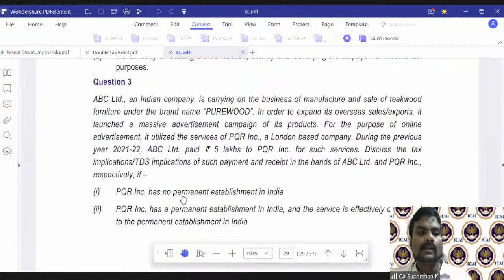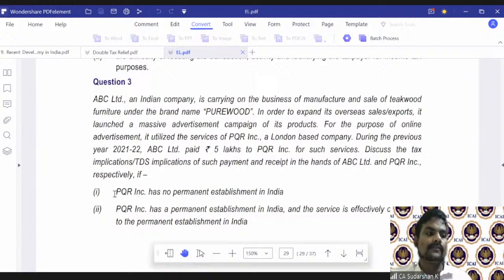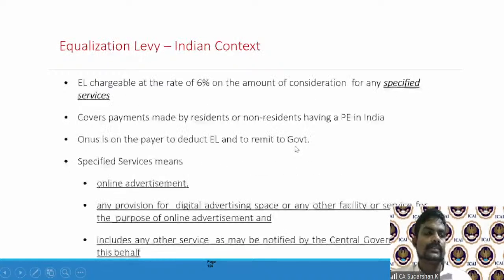If 1, PQR Inc. has no PE in India; 2, PQR has a PE in India and the service is effectively connected to the PE in India. So an Indian company is making a payment to a UK company for online advertisement. So let's take the first situation. PQR Inc. has no permanent establishment in India. So the London company does not have a permanent establishment in India. So first we need to see: is this a specified service by a non-resident? Yes. This is pertaining to online advertisement by a UK company.